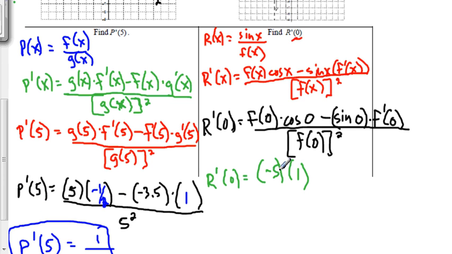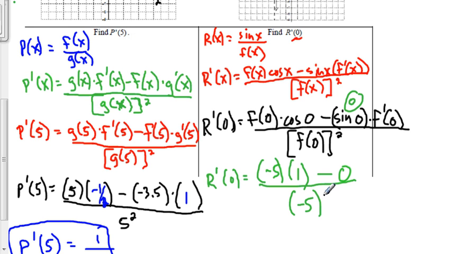All right, so I put in 0. So we said f of 0 is negative 5. Cosine of 0 is 1. Sine of 0 is going to be 0. 0 times anything is 0. So I don't need to find the derivative of f at 0, because that's going to end up being 0.